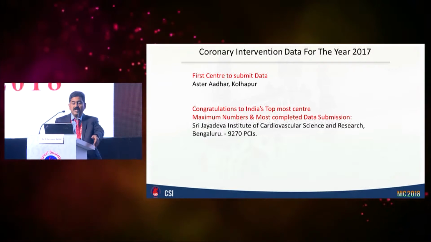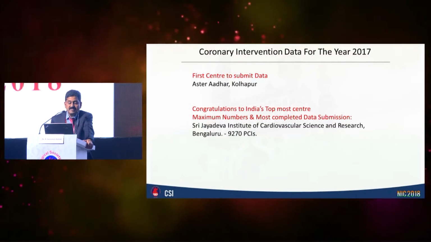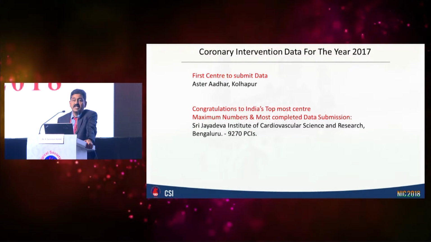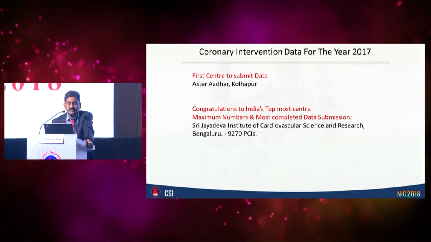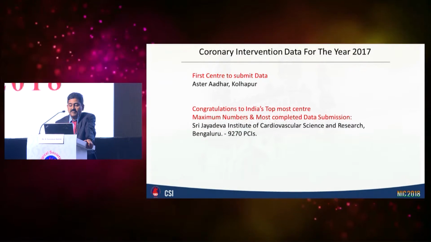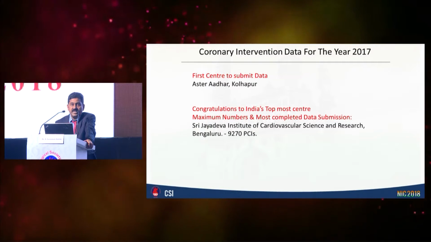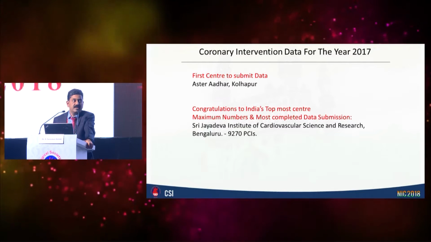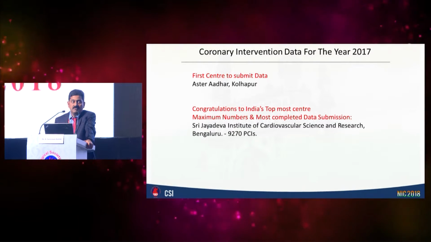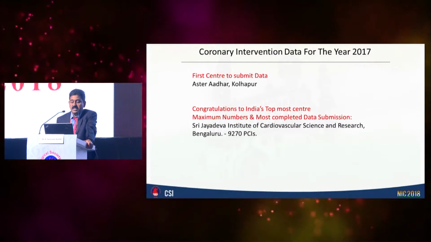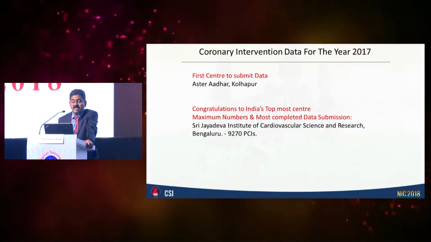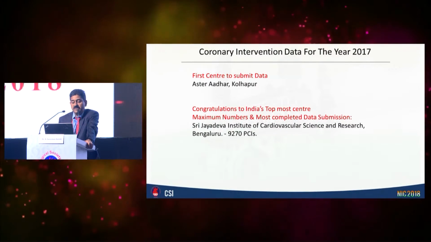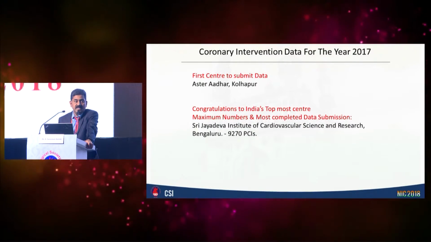Now, I would like to acknowledge Aster Aadhar Hospital, Kolhapur, which was the first to respond. Day one, they sent the data, and the complete data. I express my thanks to them. I wish Dr. Manjunath were here, but because of elections being held there, he's officially occupied and couldn't be here. But is any other faculty from Jayadeva here? Dr. B.C. Srinivas was there, others were there. I congratulate them for being the leading center, the topmost center in the country for the number of procedures. In a single institute, they have done 9,270 PCIs.